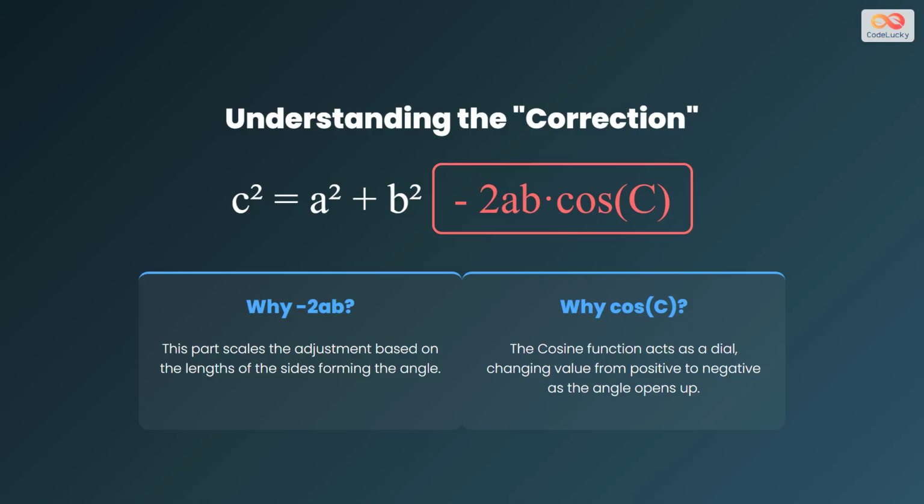Let's look closer at that adjustment term. Minus 2ab cosine C. Why is it there? It acts as a correction factor. It uses the cosine of the angle to determine exactly how much to subtract from or add to the original Pythagorean value, ensuring the length of side c is calculated perfectly.